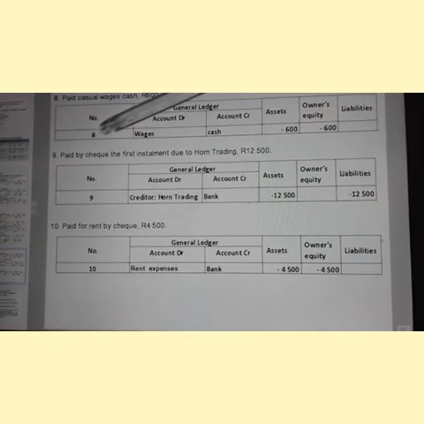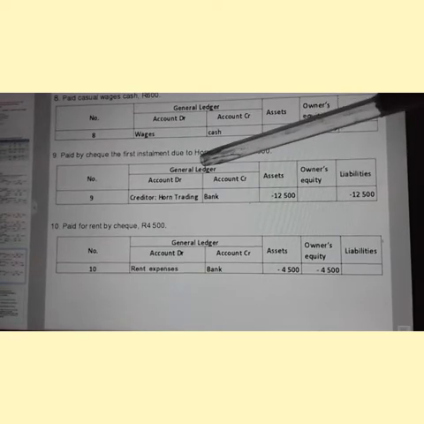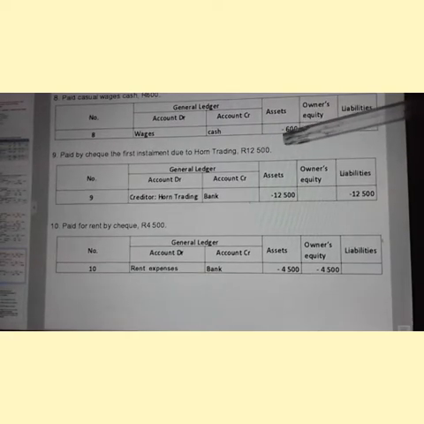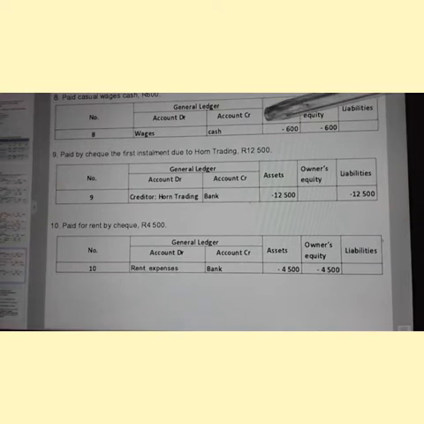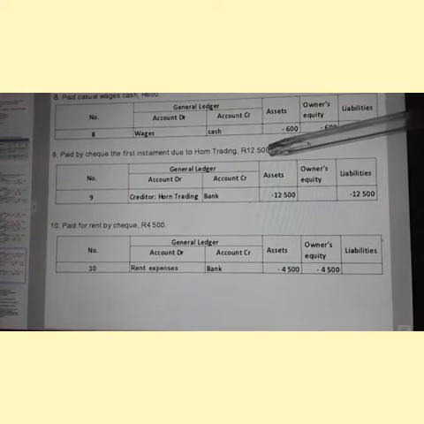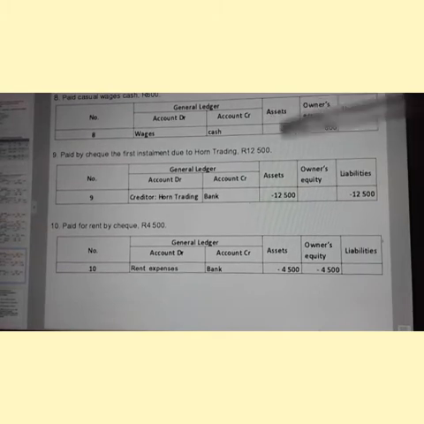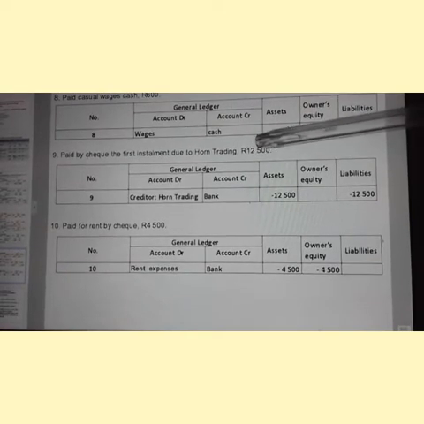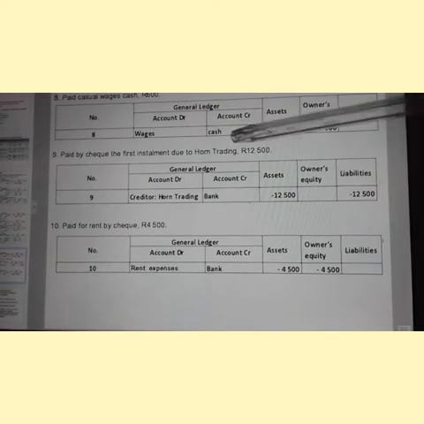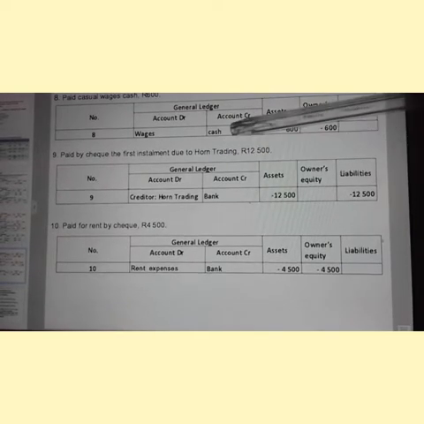And coming to the ninth day, they said paid by check, the first installment due to Horn Trading, 12,500. So now I'm taking you back to day 3. I remember day 3. On day 3, we bought a truck. We bought a truck on credit from our supplier, Horn Trading.